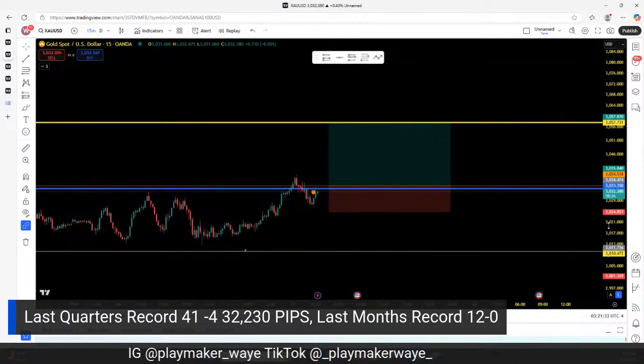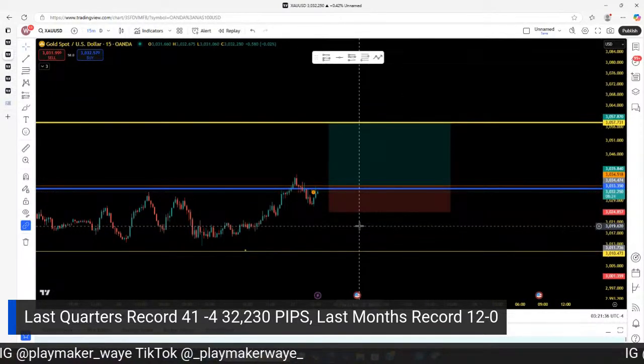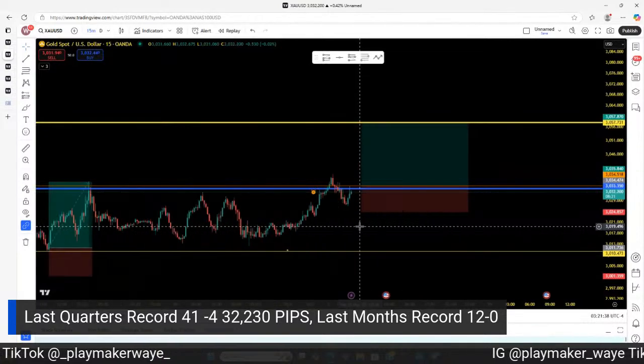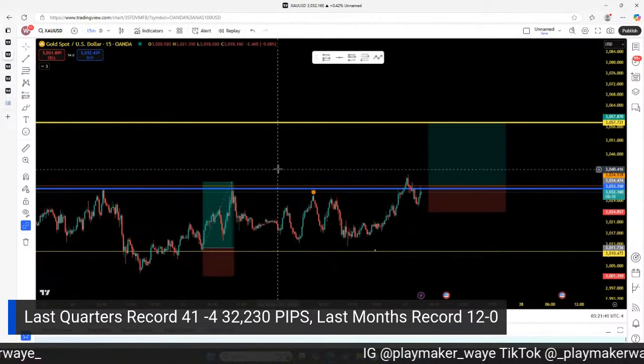We got a new 5 minute candle just popped up. So the markets are chilling right now. So yeah, we can break down some examples.